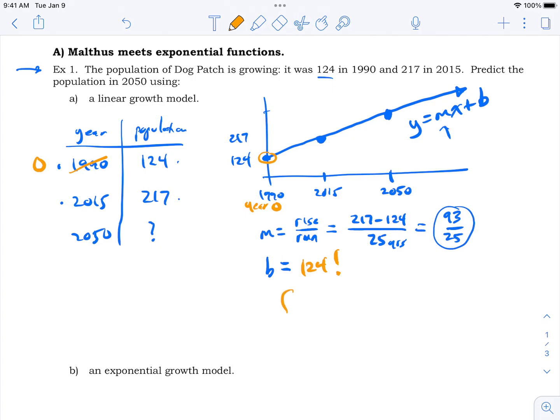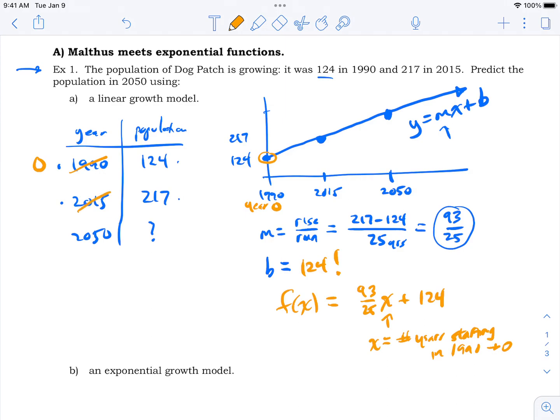And so we can finish our model this way. I'm going to be a good boy and write f of x instead of y, equals mx, 93/25 x, plus b, which is 124. But the thing is, x is the number of years starting in 1990. 1990 is year 0. So you have to count from 1990 in order to use that equation. But that's fine. I don't mind plugging in 0.